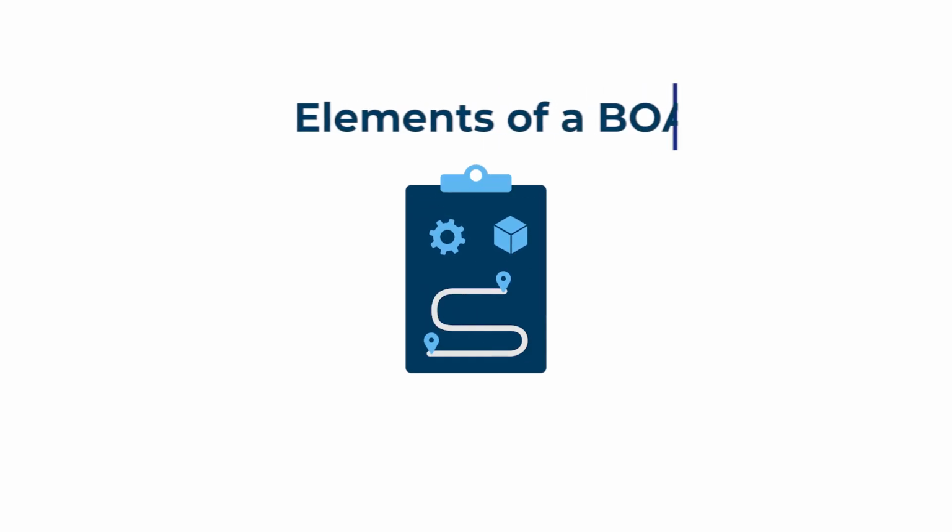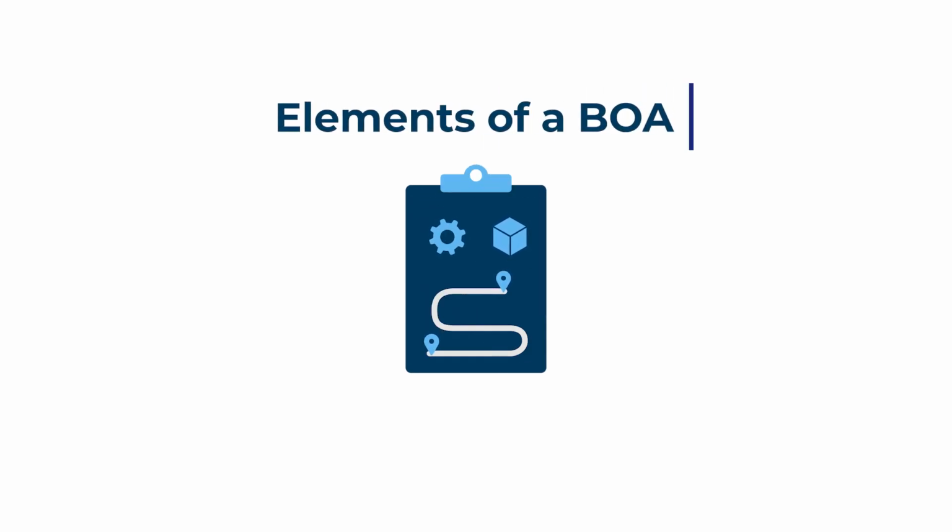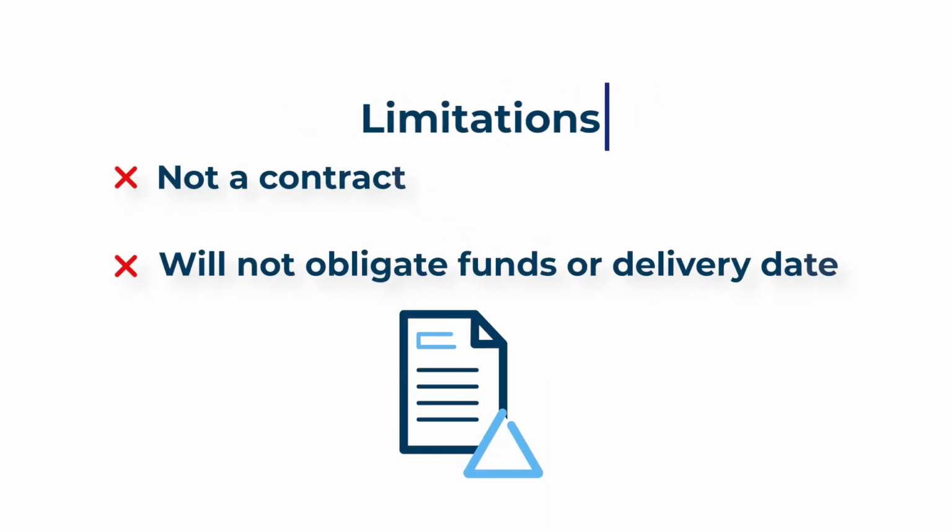Elements of a BOA. A BOA includes terms and clauses to be used during its term. It may have a description indicating supplies and services to be provided, and uses a delivery order or calls to procure materials or services. BOA limitations. As a reminder, a BOA is not a contract. It will not obligate funds or a delivery date.